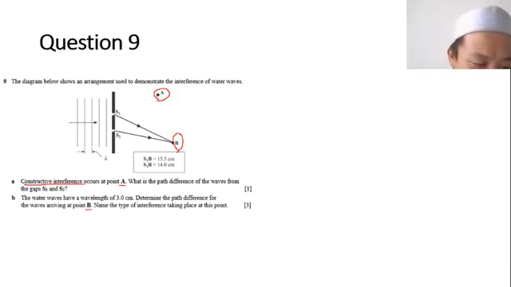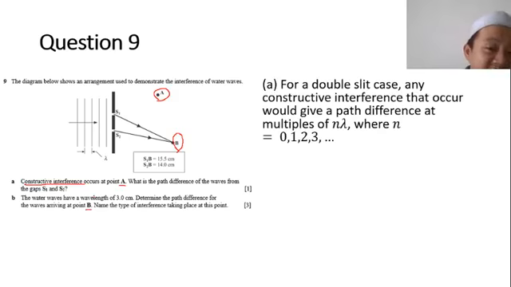No calculation is involved here. It's all a matter of gauging. Do you understand the concept of constructive interference here? The answer is, for a double slit, any constructive interference that occurs gives a path difference at multiples of n lambda, where n equals 0, 1, 2, 3 and so on. Because if the path difference is zero, it means they meet exactly the same.